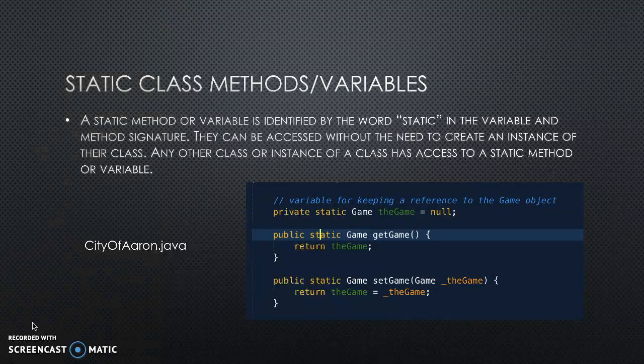And so in the code example we have here a couple of examples. The first one is an example of setting a static variable of a game class, and we set it initially to null, and then we have getters and setters that are static for that game class. So it can get a game or set a game.